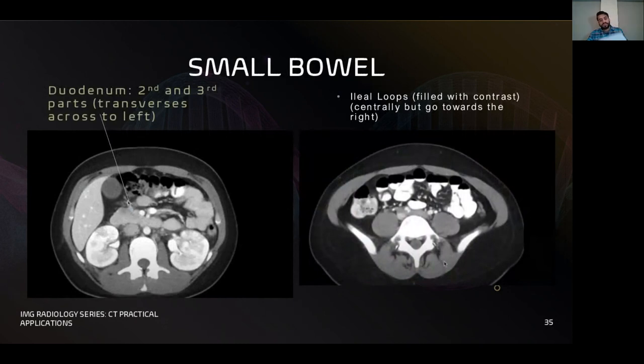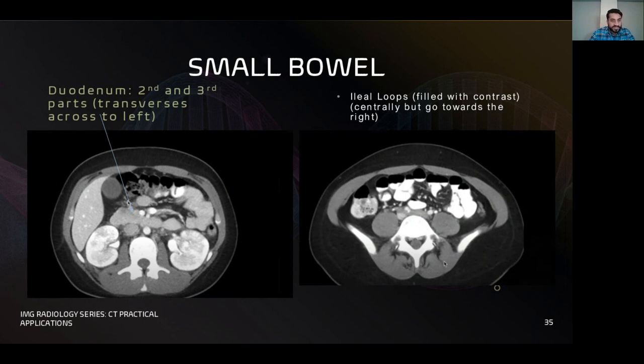So we're going to look at the small bowel. So remember that the bowel can be divided into peritoneal and retroperitoneal, and they have different blood supply as well. So when we look at the duodenum, which is here, basically, essentially what happens is that it effectively moves across to the right and then back to the left. Okay.